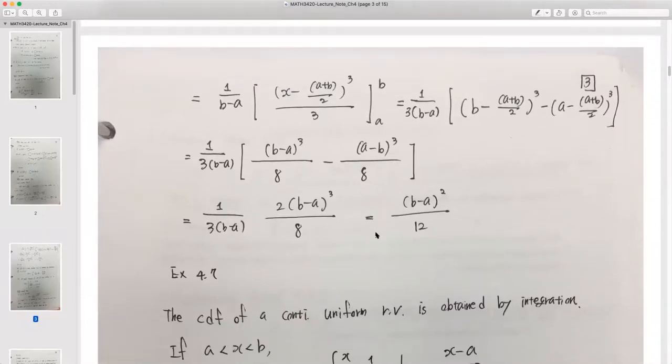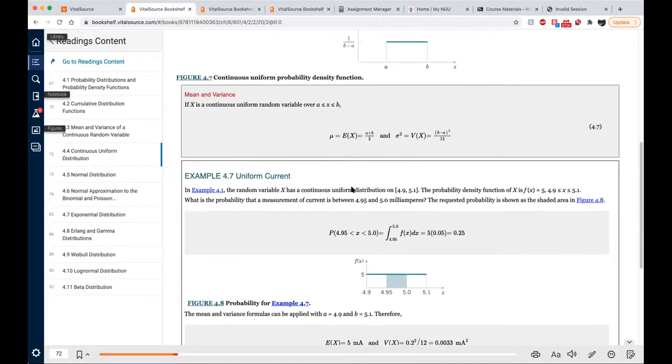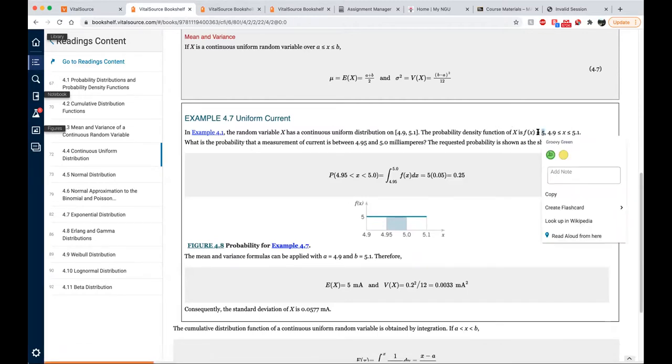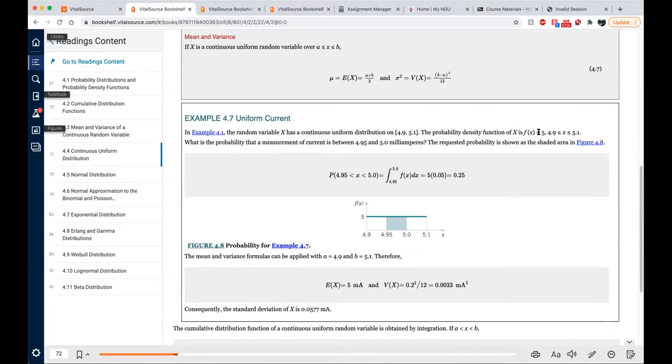Okay, so let's take example 4.7 in the textbook. Example 4.7, uniform current. In example 4.1, the random variable x has a continuous uniform distribution on 4.9 to 5.1. The PDF is defined as 5. Now you see why the PDF is defined as 5. It's not just randomly defined. 5 is not randomly chosen.